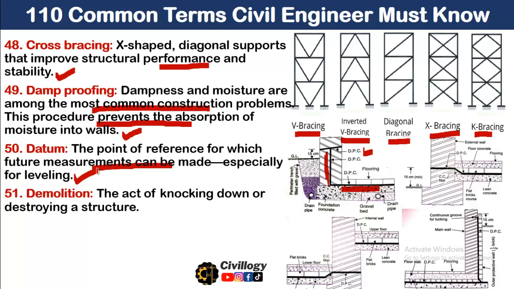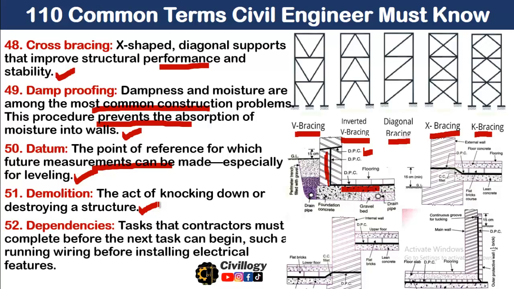Okay. Demolition. What is meant by demolition? The act of knocking down or destroying a structure is called demolition. Point number 52, dependencies. What are the dependencies in construction industry? Dependencies mean tasks that contractors must complete before the next task can begin, such as running wiring before installation of electrical features. So dependencies are such activities that if you do not complete those activities, you cannot proceed to the next activity.